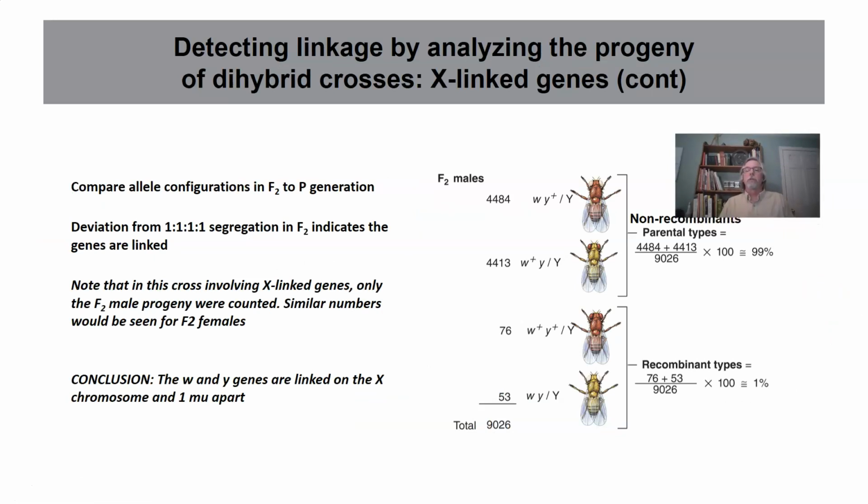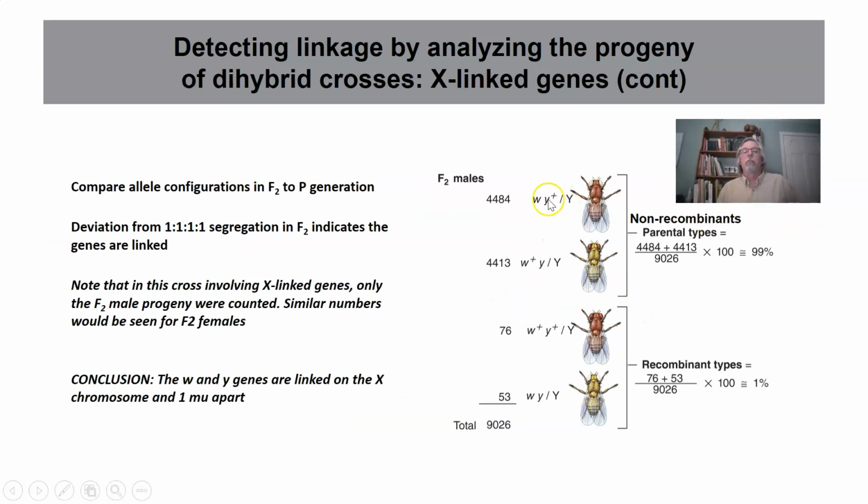All right, here are the results. By the way, the results here are shown only for the F2 males, just for simplicity. We could have males and females, but they should be equal, so we're only representing the males on this slide. We see 4 phenotypes of males: mutant for eye color, white eyes, brown body; red eyes, yellow body; red eyes, brown body; and white eyes, yellow body. Okay, all 4 possible phenotype combinations.